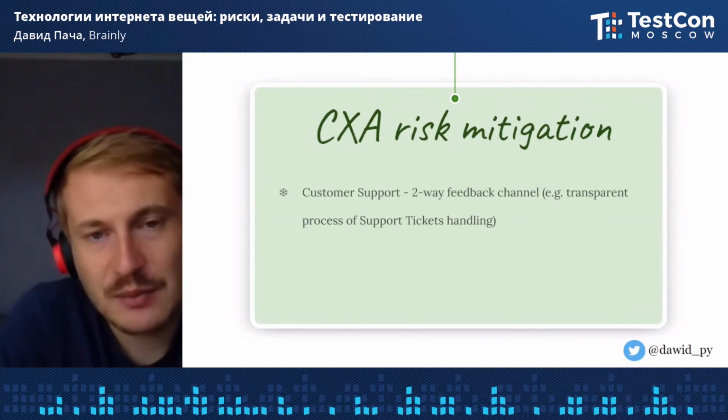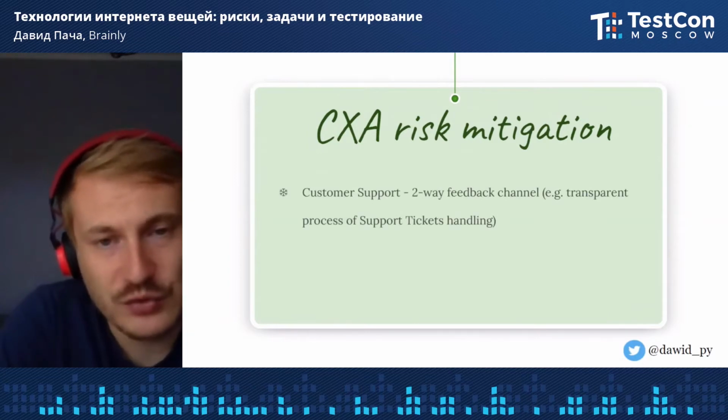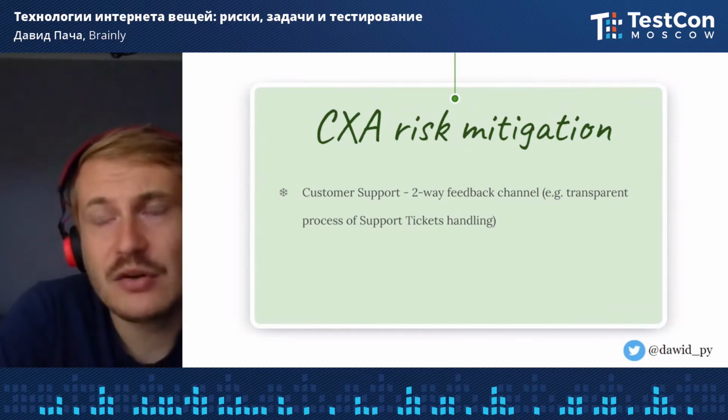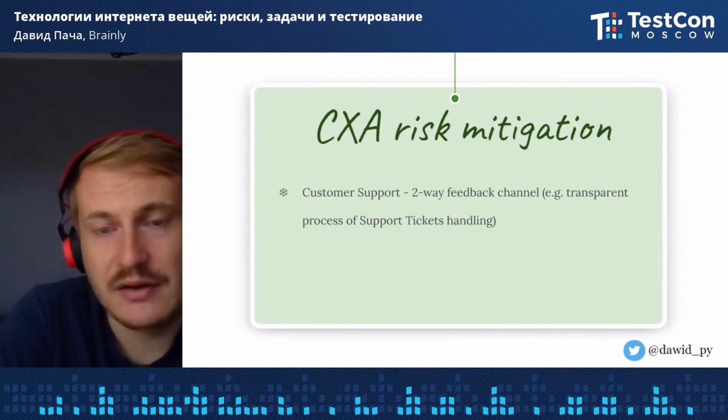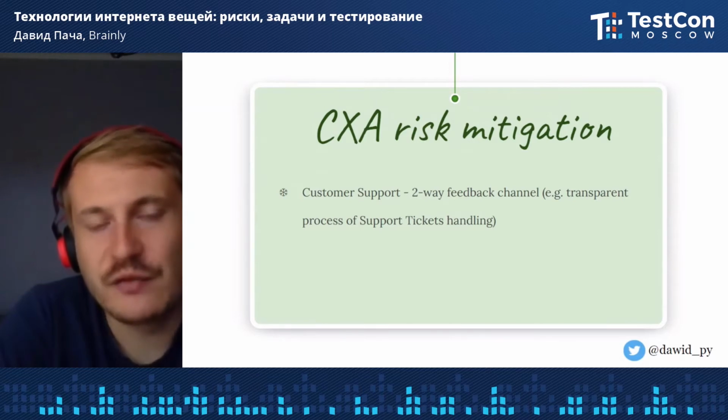The first one, because we talk about a product, which means we have a product company, there should be support. And building that communication channel and process for customer support and the QA team can be crucial and very, very useful.